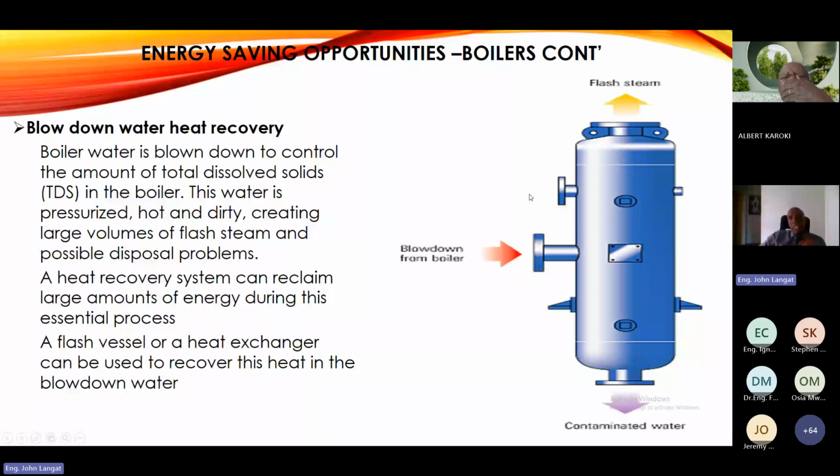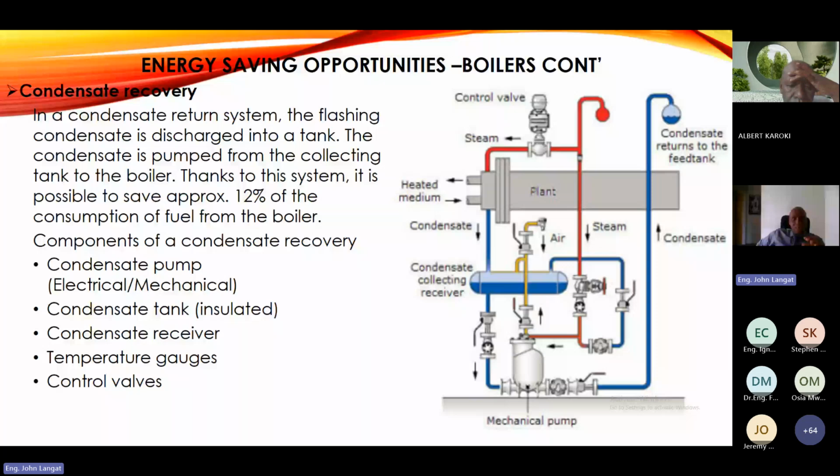Then we have the condensate recovery. Remember, I promised you that we'll mention something to do with condensate recovery. Condensate carries a lot of heat because we are talking about temperatures of 85, 80, then it flows back. So condensate recovery is critical because you don't lose a lot of heat. You actually save the boiler from firing from ambient condition to that. I'll mention the advantages of condensate recovery, but let me mention first the components of a condensate recovery system.